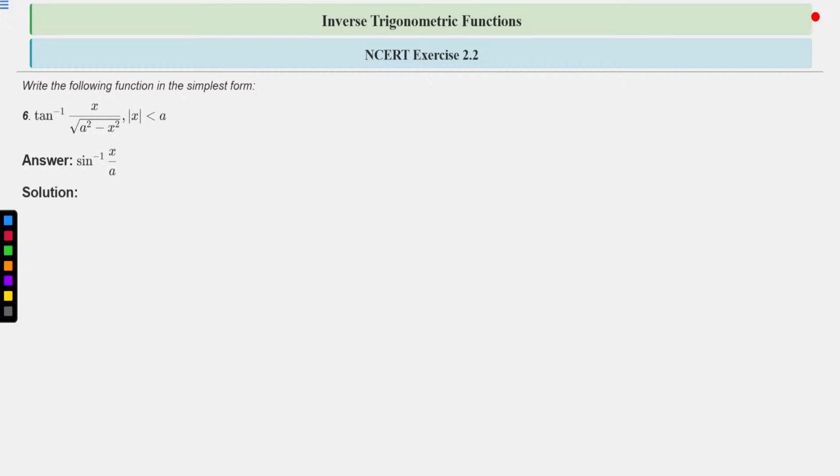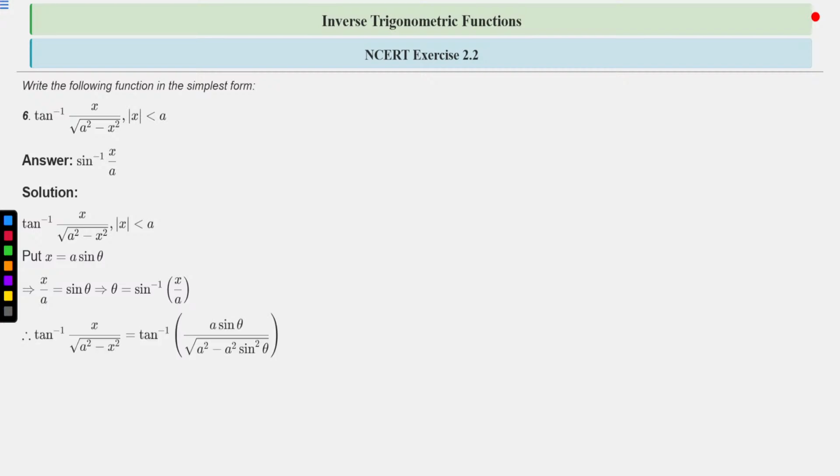Okay, so solution part. We have the expression tan inverse of x upon root over a square minus x square, right? When mod x is less than a. Therefore, let us put x is equal to a sin theta, right? Got it? So x by a will become equal to sin theta. Therefore, theta will be equal to sin inverse x by a, right?